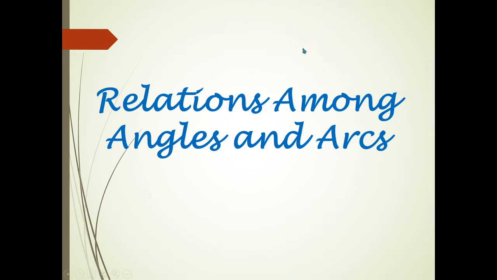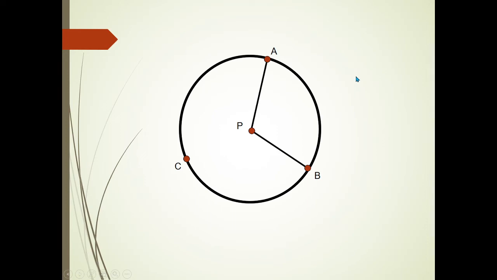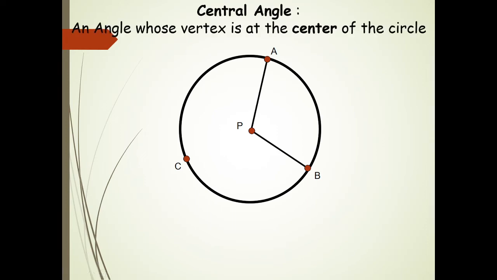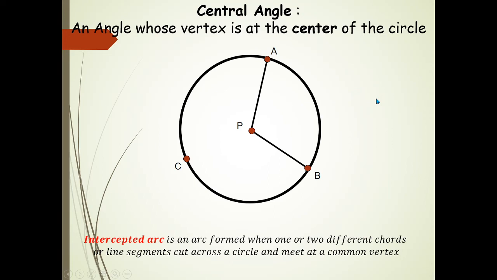Ayan. So, ano bang connection ng angles and arcs with respect to the circle? Now, look at this. So, we have a central angle, di ba? Alam nyo naman ang central angle, the vertex is at the center of the circle. So, ngayon, i-connect natin siya sa mga different arcs. At ang tawag natin dun ay intercepted arc. It's an arc formed when one or two different chords or line segments cut across a circle and meet at a common vertex. So, sa bawat angle, for sure, meron siyang intercepted arc. Yan. So, in the example, we have angle APB is a central angle. So, central angle siya. So, ano yung kanyang intercepted arc?